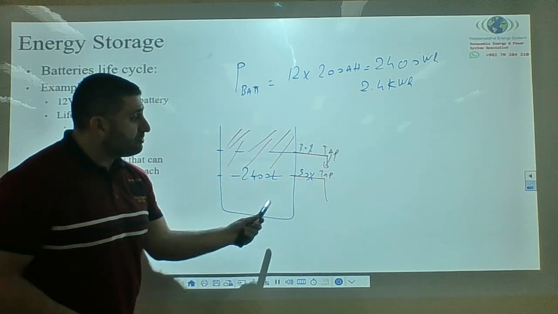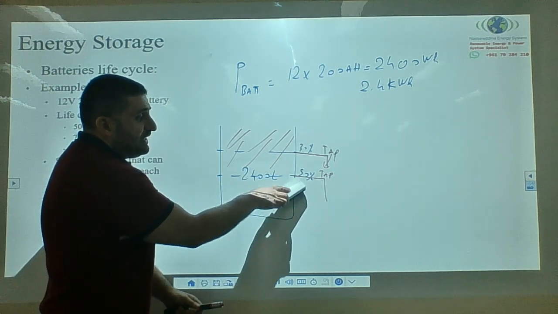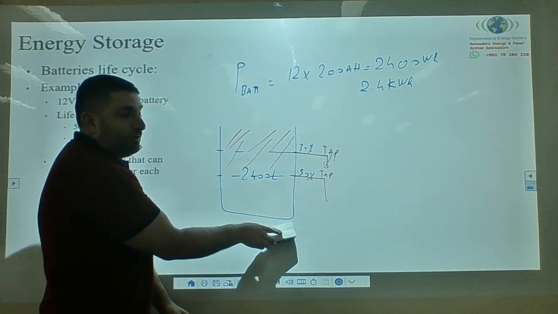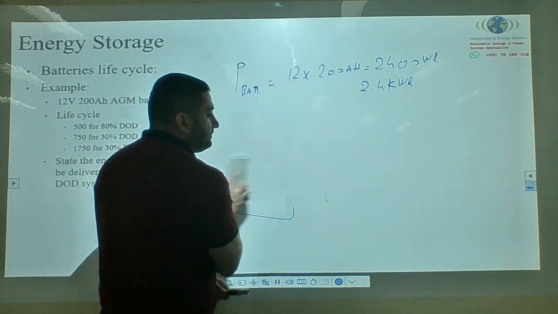For the battery, it's recommended for lead acid to put it between 50 and 60. You cannot put it at 10 or 0. You will damage your battery.